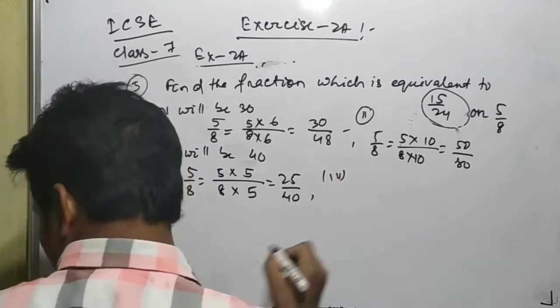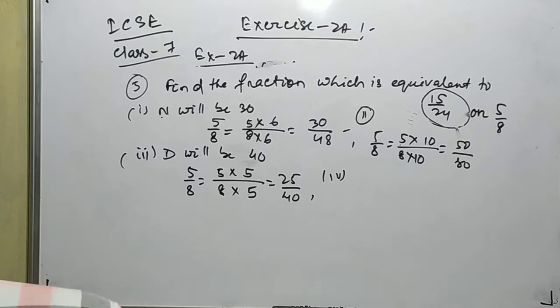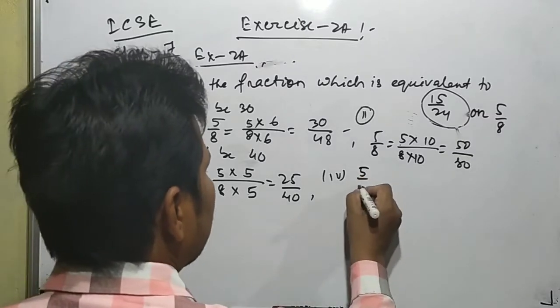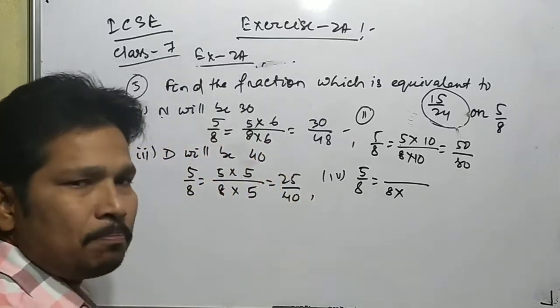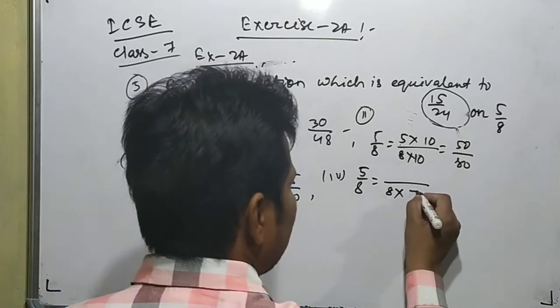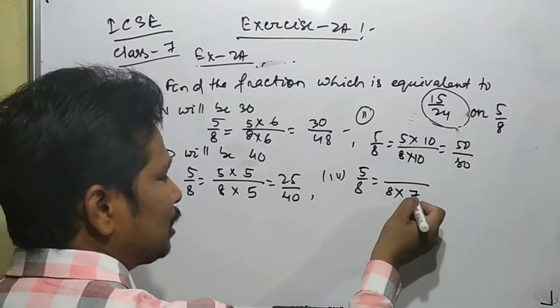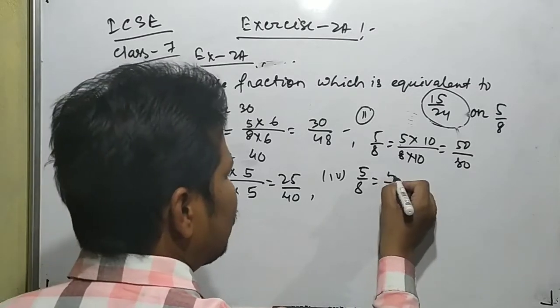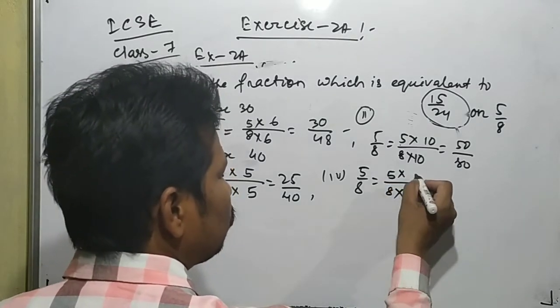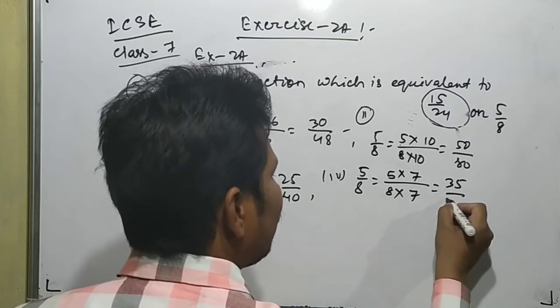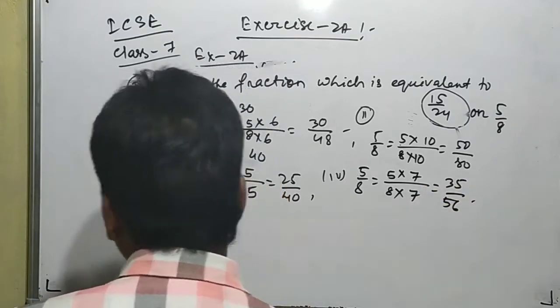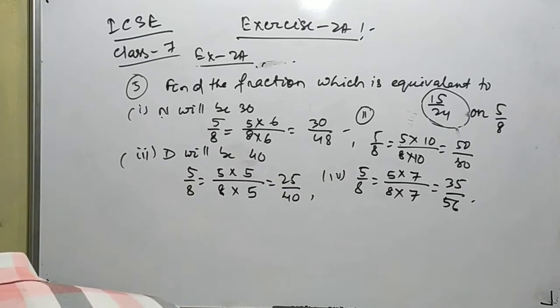And part 5: the denominator will be 56. That means 5 by 8 is equal to, how much will you multiply with 8 so that it becomes 56? The answer will definitely be 7. So if we multiply 7 with the denominator, definitely multiply 7 with the numerator. So our answer is 35 by 56. Here we have completed all the parts of question 5.